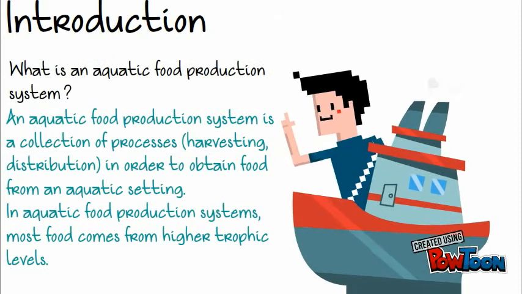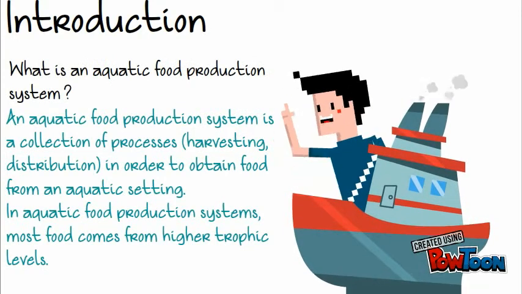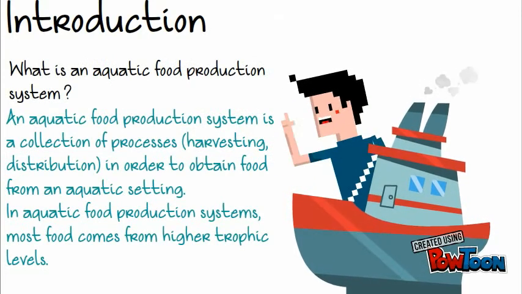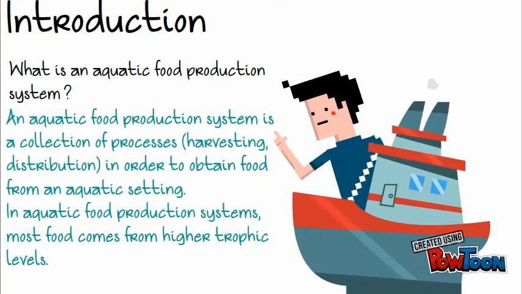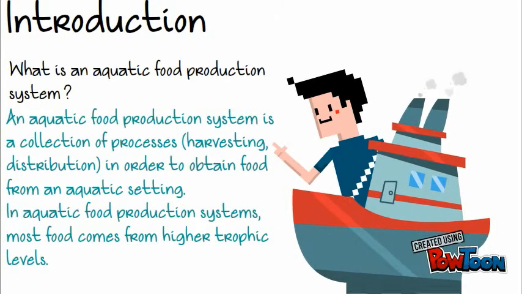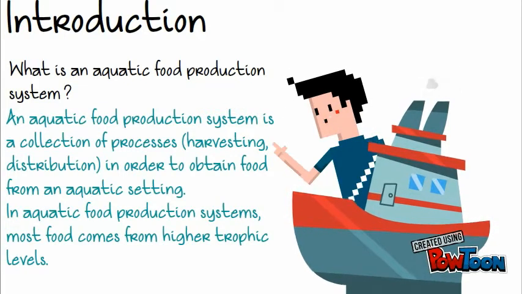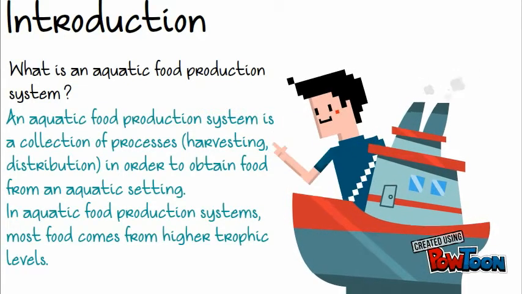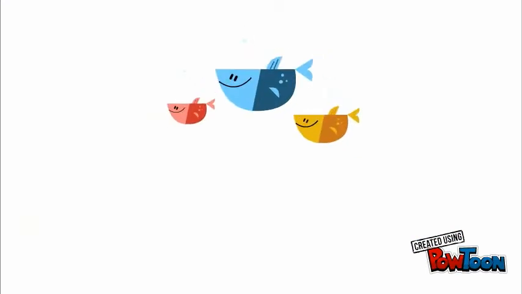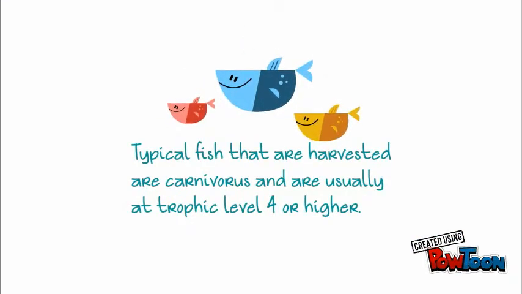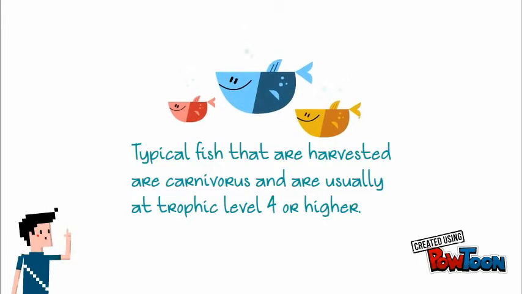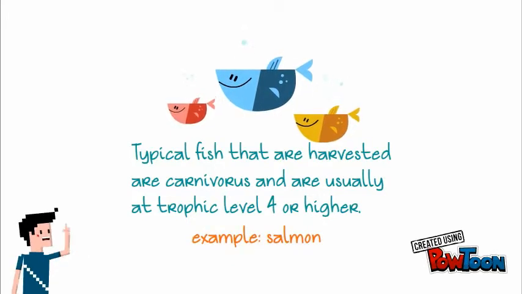We will now discuss aquatic food production systems. An aquatic food production system is a collection of processes in order to obtain food from an aquatic setting. In aquatic food production systems, most food comes from higher trophic levels. The typical fish that are harvested are carnivorous and are usually at trophic level 4 or higher, an example of which could be salmon.